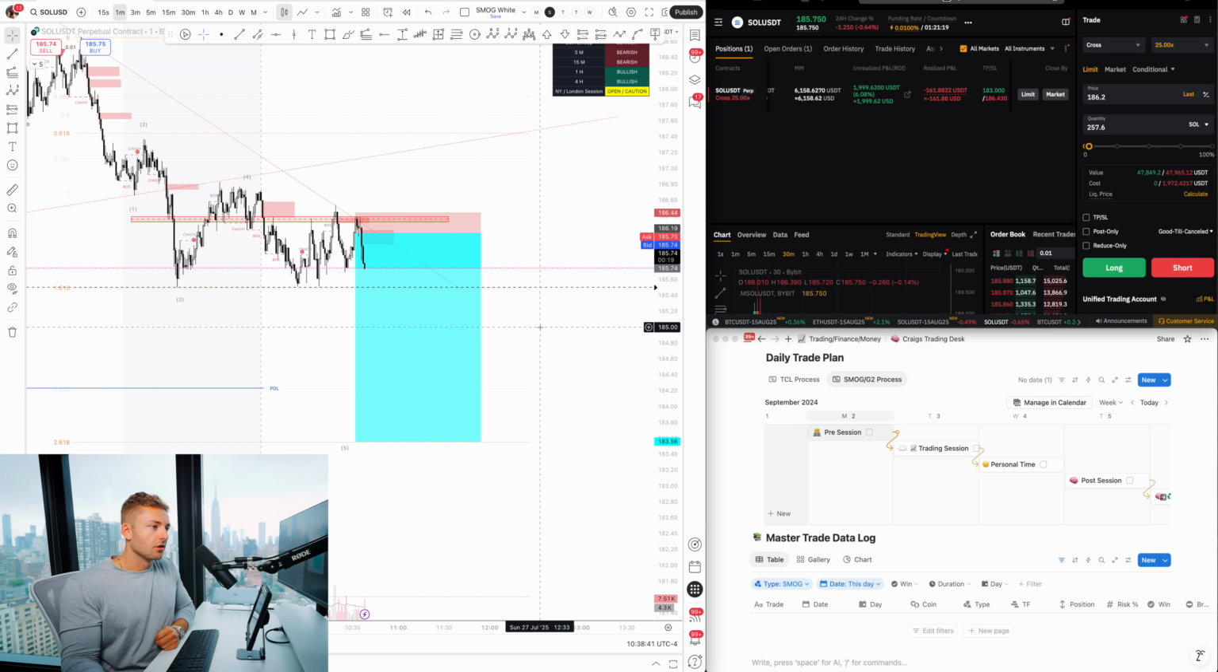Once we break that level, I'm also going to walk my stop loss in. Okay, so right now I have my stop loss here. As soon as we break under that low, I'm going to go ahead and walk my stop loss down to break even. So we'll have a risk-free trade.